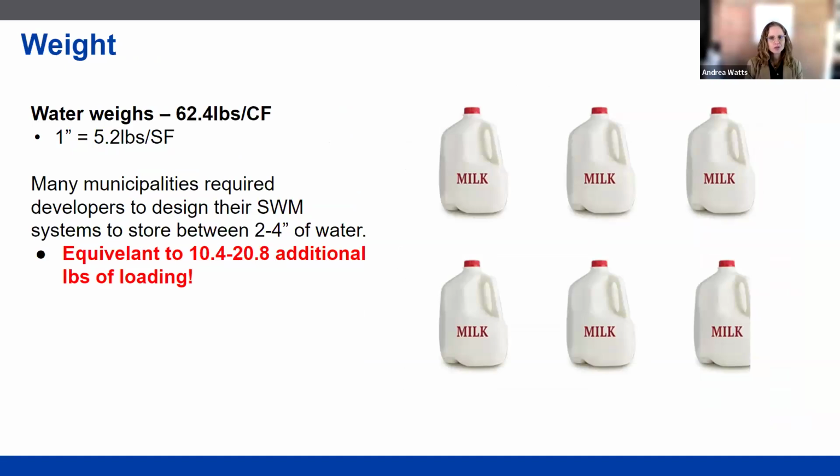One cubic foot of water is approximately 6 gallons of milk, just under. Most municipalities with stormwater management requirements are requiring that systems store between 2 and 4 inches of water. That can be nearly 21 additional pounds of loading on your roof. And then we add to that the buoyancy offset weight that we just talked about, and things are starting to get pretty heavy. So we really need to rely on the structural engineer to make sure that our roof can support all of that.